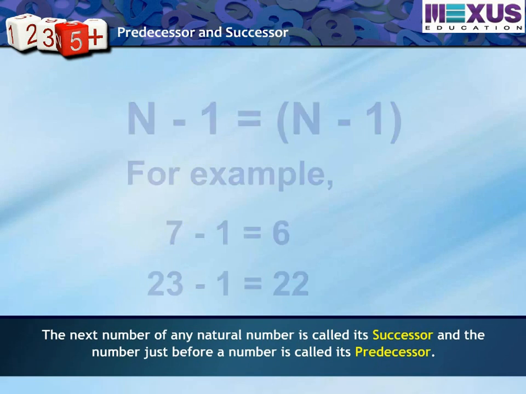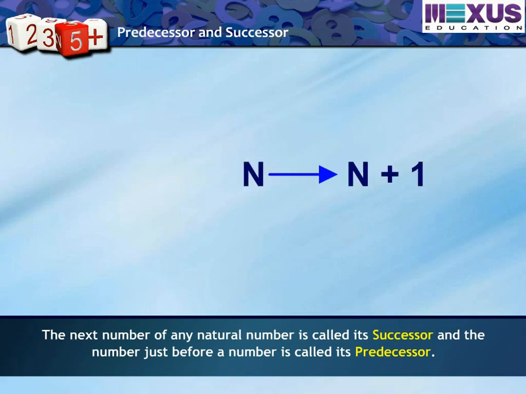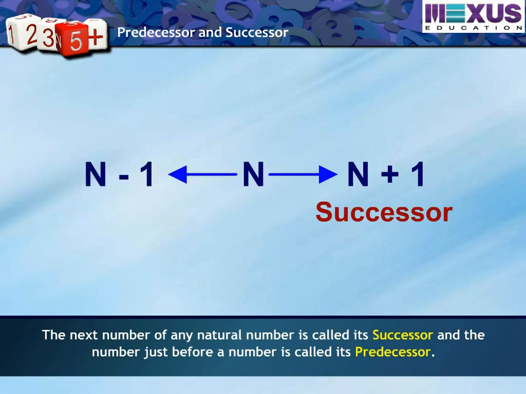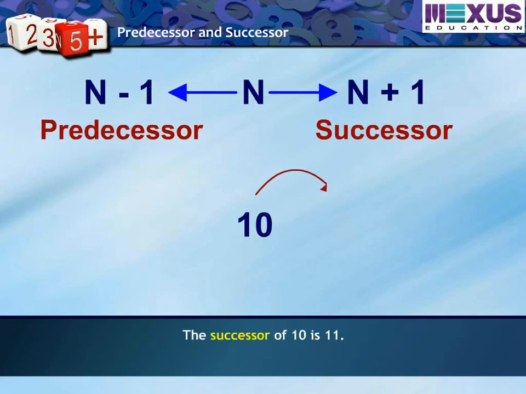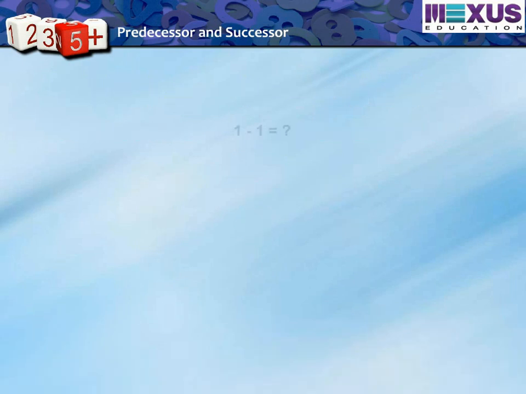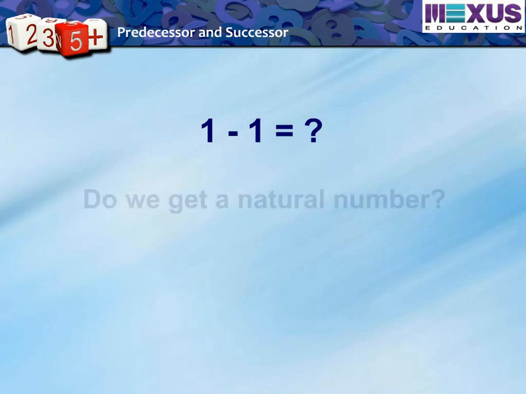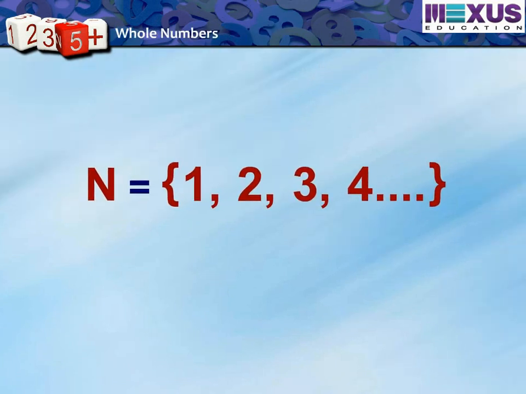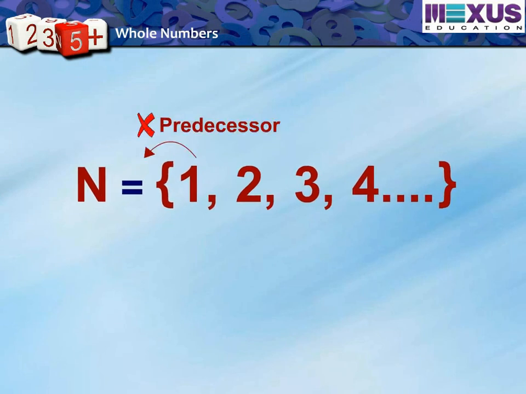So we can say here that the next number of any natural number is called its successor, and the number just before a number is called its predecessor. For example, the successor of 10 is 11, and the predecessor of 10 is 9. What if we subtract 1 from 1? Do we get a natural number? As we see, the number 1 has no predecessor in the set of natural numbers.